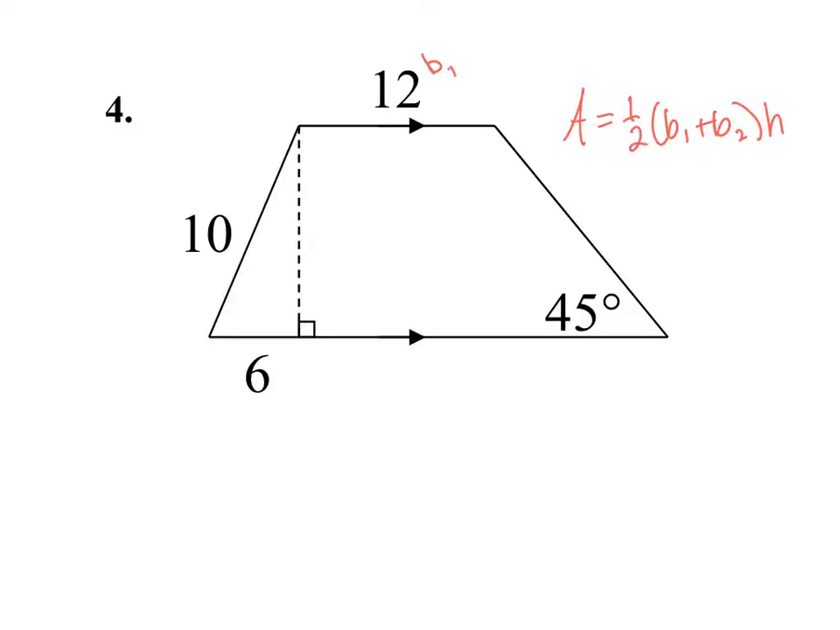Well, they've drawn in the height right here. And so what we're going to do is drop one more from this vertex of that trapezoid straight down perpendicular. So what we've just done is created a rectangle with one side is 12, and so the opposite side then is also 12. So right now we know that we have 6, 12, and we have to find this missing piece right here. So how are we going to find that?